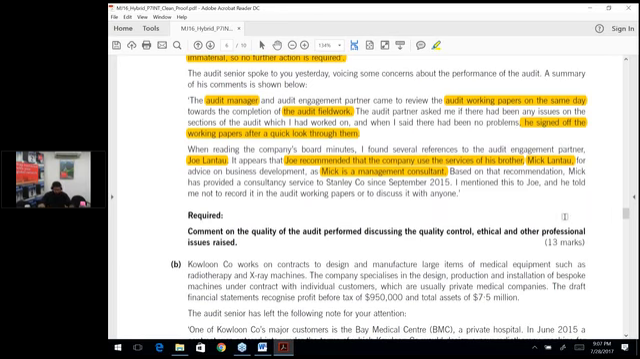Okay, now when reading the company's board minutes, I found several references to the audit engagement partner Joe Lantau. It appears that Joe recommended something. Now see over here. First of all, Joe's integrity is in doubt. Why? The reason is that it means he's guilty. He has done something wrong. That's why he has asked not to record it in the audit. That's a problem.